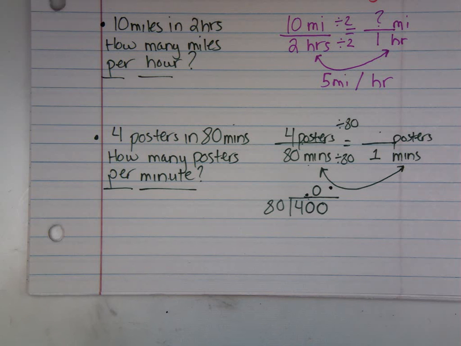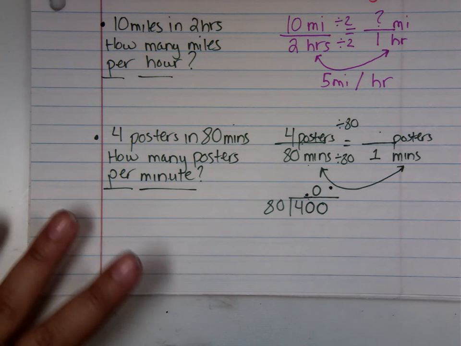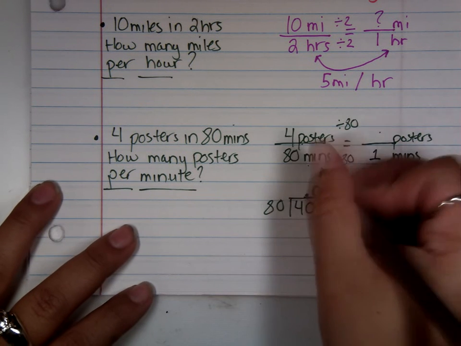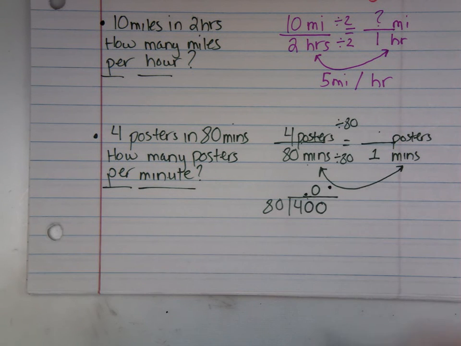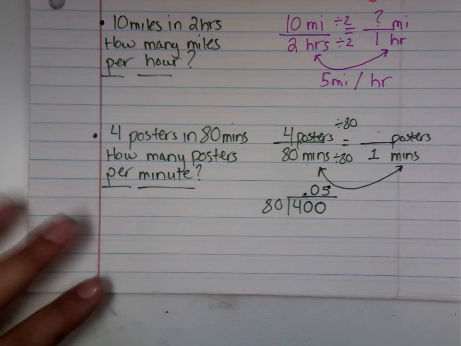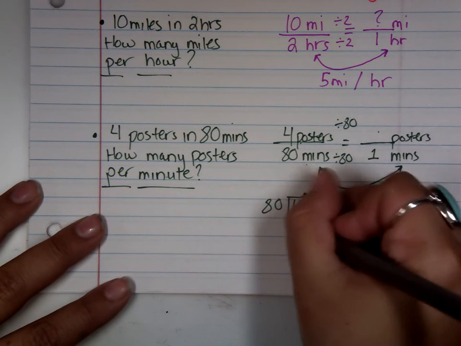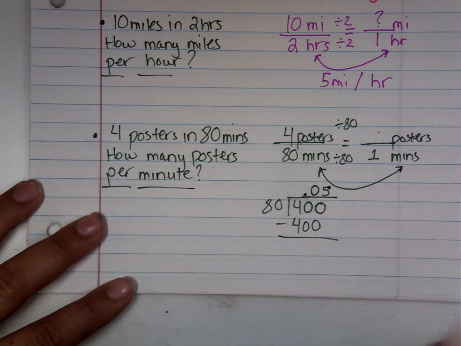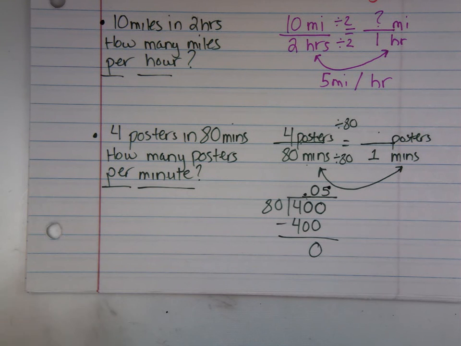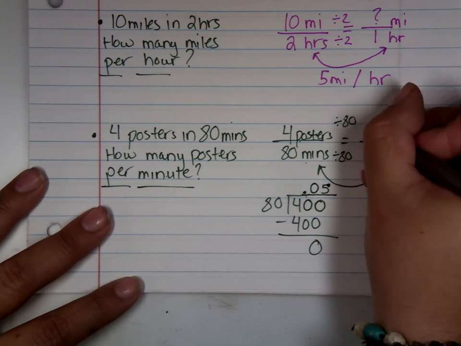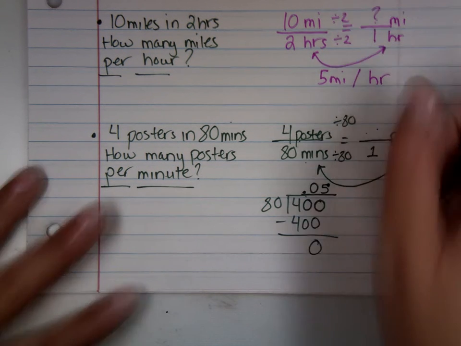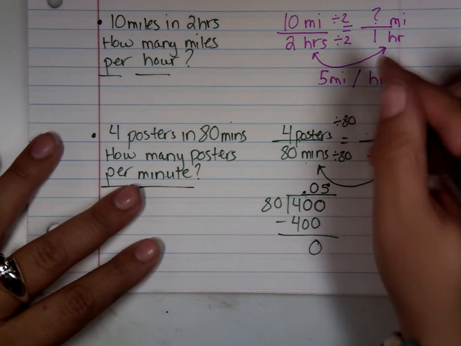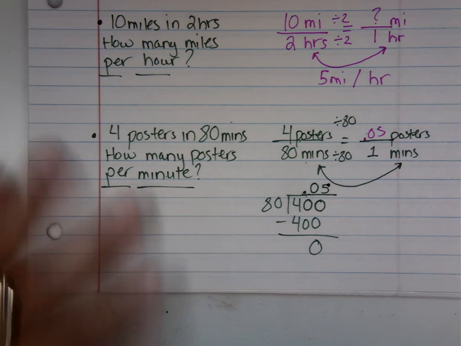Okay, so let's see if we worked it out right. 80 goes into 400 5 times, okay? Which is, what do we get? Good, it's 400. We subtract, and we get 0. So how many posters could we make per minute? Good, we could make 0.05, and this is where I'm going to fill in my answer up here, 0.05 posters per minute, okay?